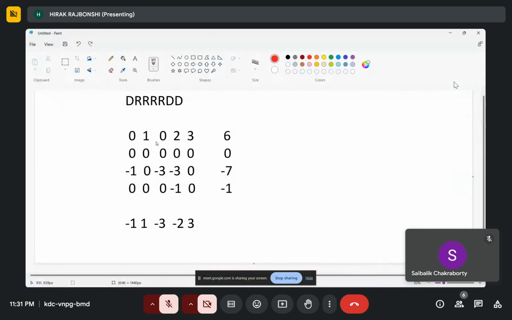So if we take this example, the path is down. We start from the top left. So the first step is going down, then right, then right, then right, then right, then again down, down. Our task is to find the height of these mountains. The sum of each row and each column is constant. So how do we do that?